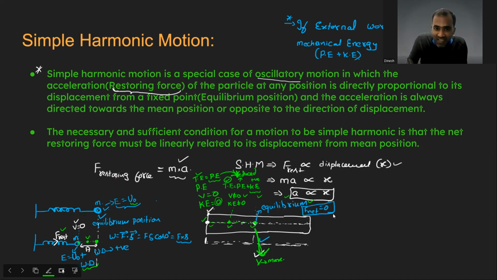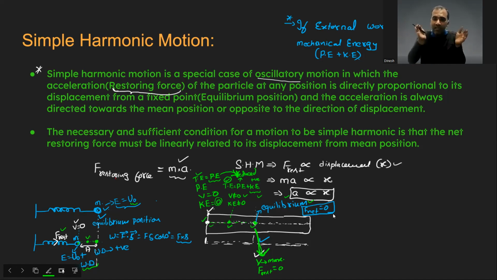Yeah, the reason is at this point, net force or restoring force is 0. So at this point, acceleration has become 0. Following? Why is the acceleration 0 there? Restoring force has become 0. Why restoring force has become 0? Because spring regained its original length.